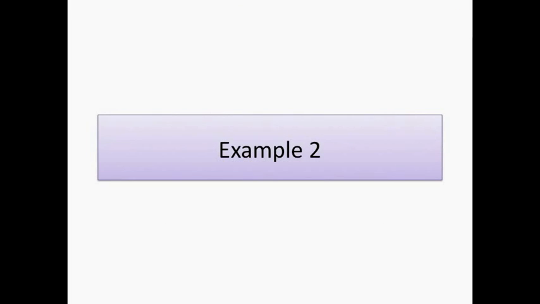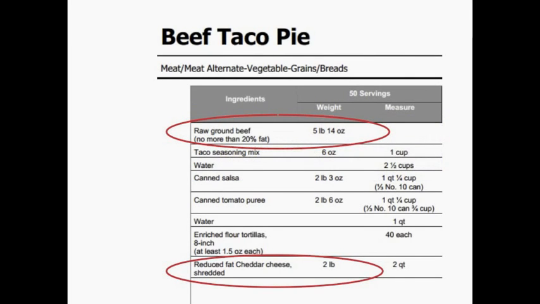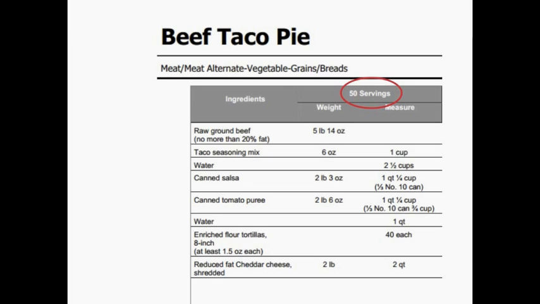Let's take a look at another example that uses both meat and meat alternates. Again, we identify the meat and meat alternate in the recipe as the ground beef and the cheese. Then we identify the number of servings as 50 servings.